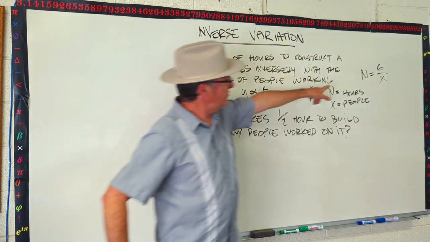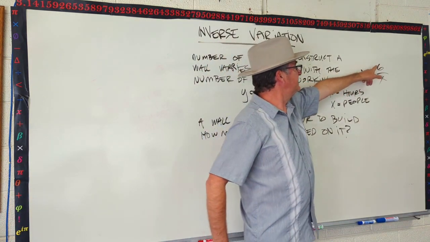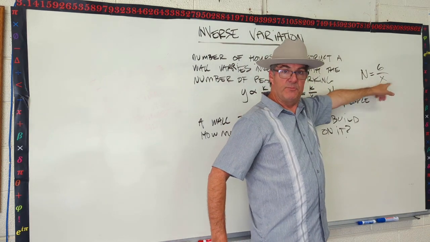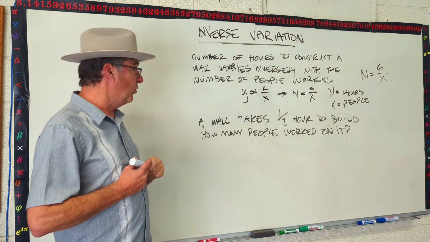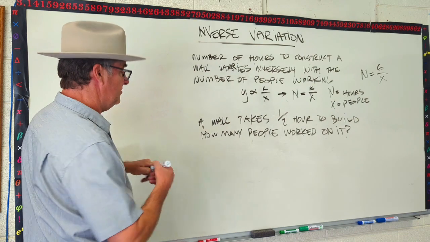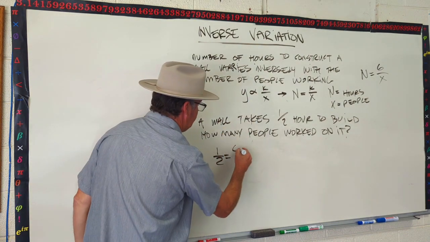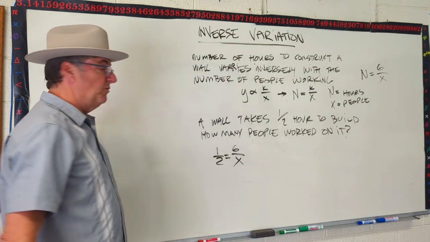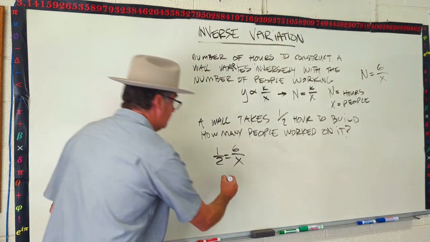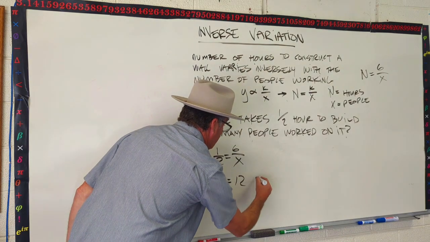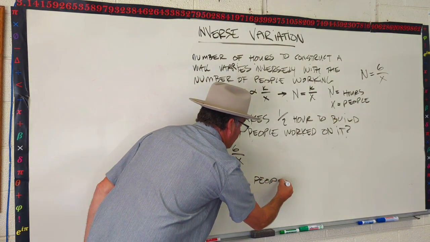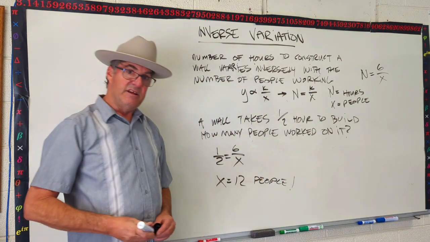So I'm going to go ahead and use my function here. Number of hours is 6 over the number of people. This is the same example we did on the last board. So number of hours, we've got 1/2 equals 6 over x. Now when you cross multiply and solve for this one, you're going to get x equals 12 people. And that is your answer.